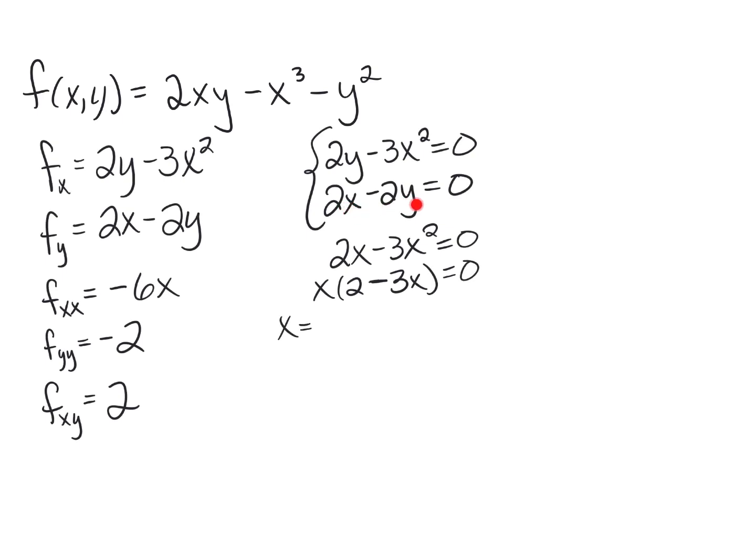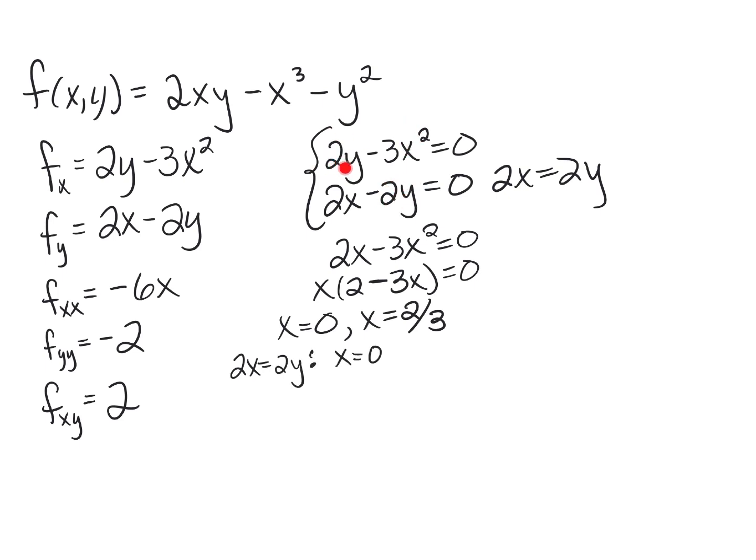So if I start with the first one, notice that 2x and 2y equal each other. Let me write that out here. So this says that 2x equals 2y, or x equals y. So replacing this one right here with 2x gives me this. Factor that, set the factors equal to 0. I get 2 x values. If x equals 0 and x equals y, I get this point. If x equals 2/3 and x equals y, then I get y equals 2/3. And I have my second critical value.